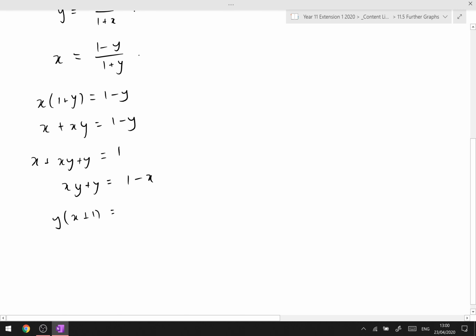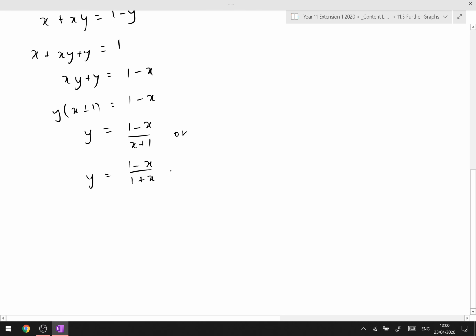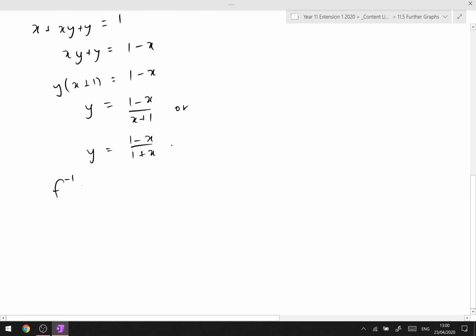So it's going to give me y is equal to 1 minus x over x plus 1, or alternatively, y is equal to 1 minus x over 1 plus x. Okay, and you'll see why I did that in a moment. Now to change it back to the inverse function, f inverse of x is equal to 1 minus x over 1 plus x, like that.